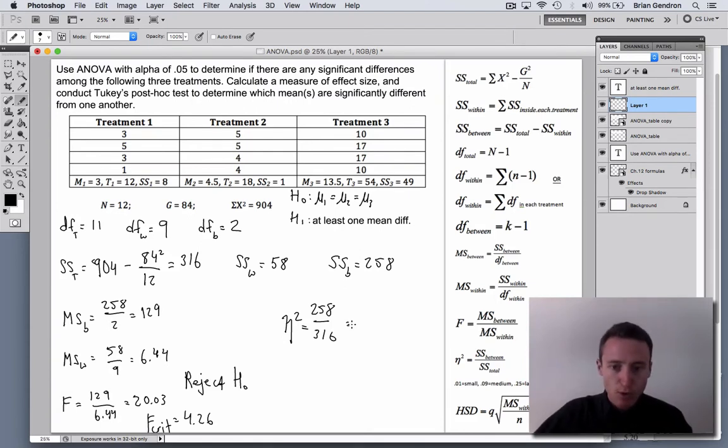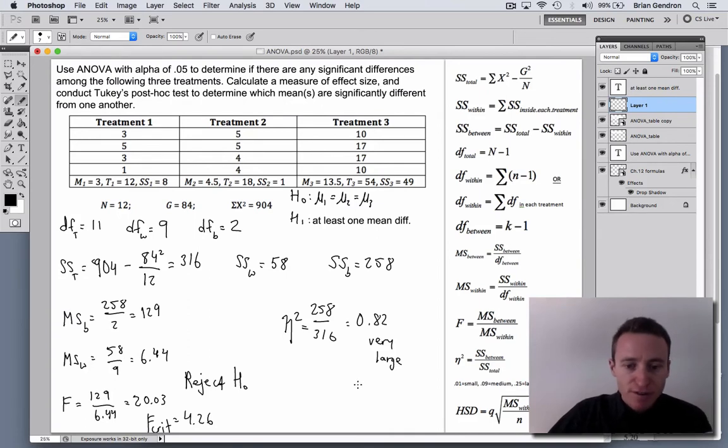Gives you 0.82. And the cutoffs for the interpretation are the same as R squared. So 0.25 is large. You could call this very large. There's at least one mean difference between the three samples, and that difference is very large. All right, we don't know yet, though, which groups are different from which groups.